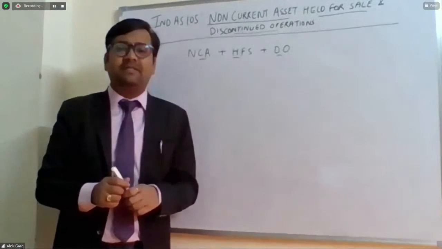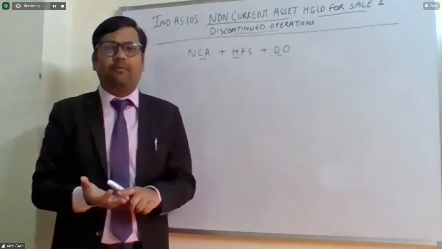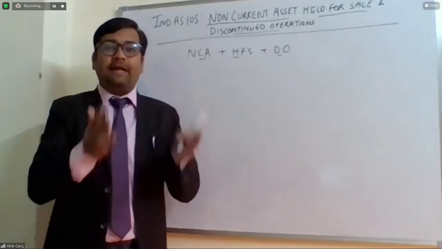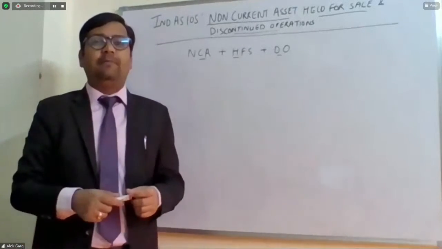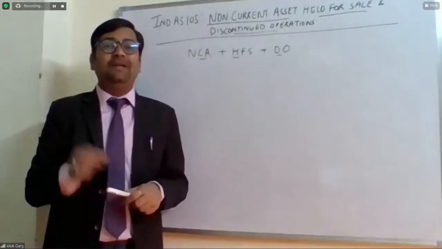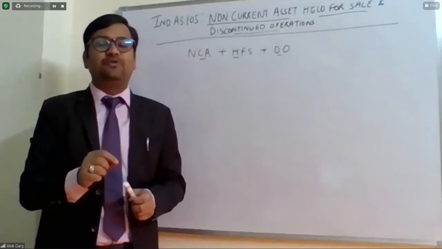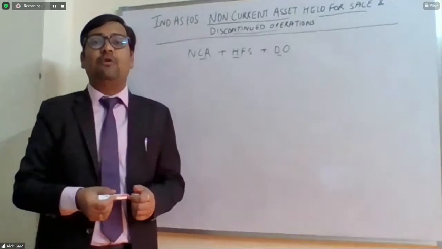What is non-current asset? For example, your property, plant and equipment, your investment property, your intangible assets. These are the non-current assets. If you have acquired property, plant and equipment, your intent is not to sell that property, plant and equipment. Your intent is to use that machinery, use that building in your business operations.